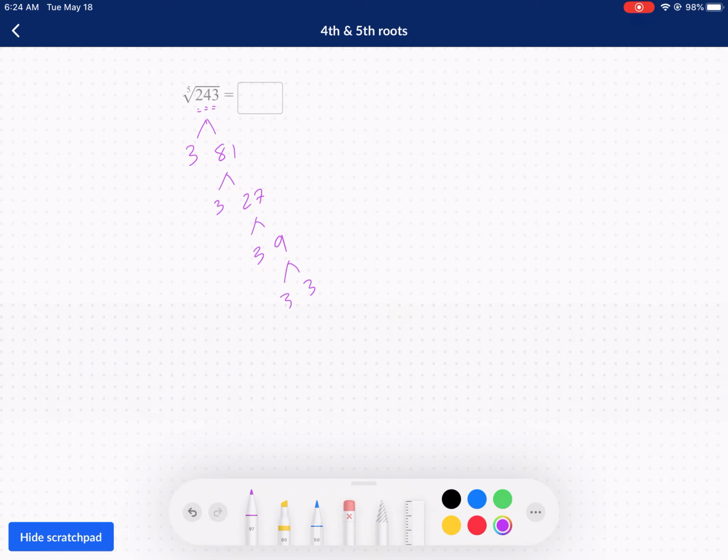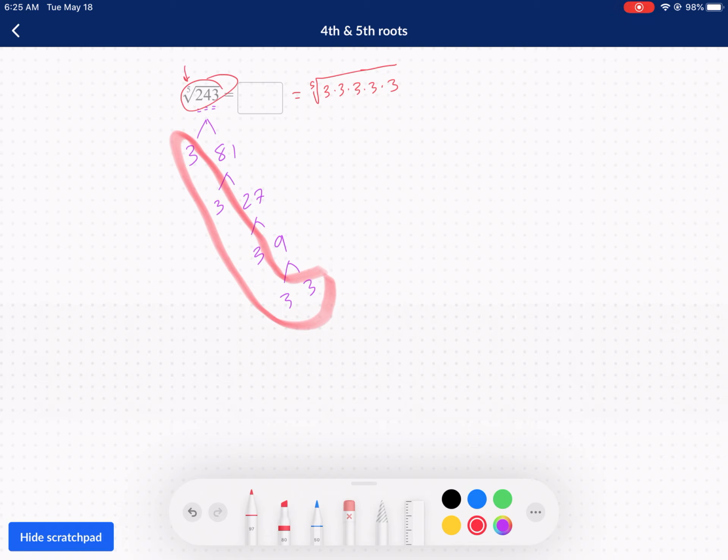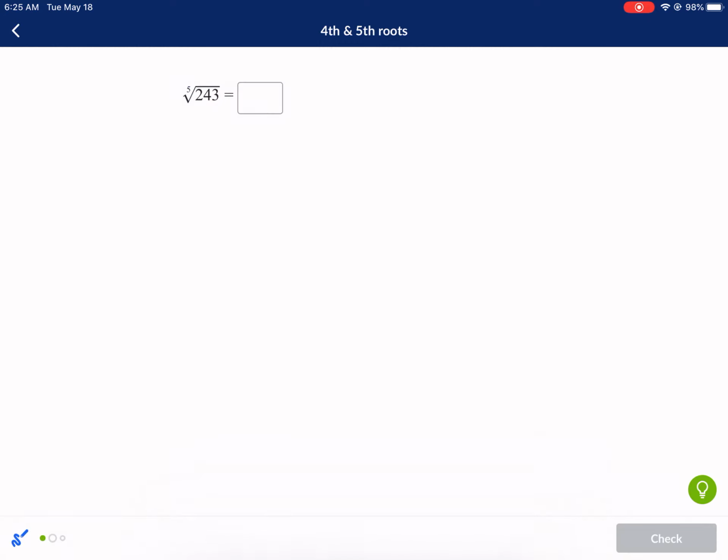Okay, now, we always need to look at the root there, and it says 5. What does that mean? That means we're going to be looking for anywhere we have 5 numbers that are the same. In this case, we have 5 3s. We could rewrite this if we wanted to as the fifth root of 3 times 3 times 3 times 3 times 3. Okay? What number times itself 5 times is equal to 243? Well, that is 3. We demonstrated there. 3 is our answer.